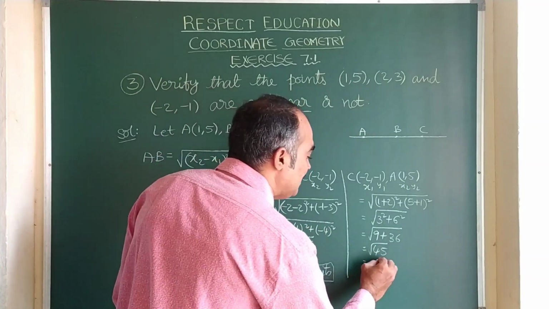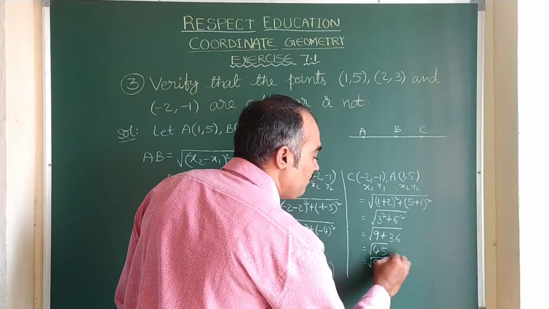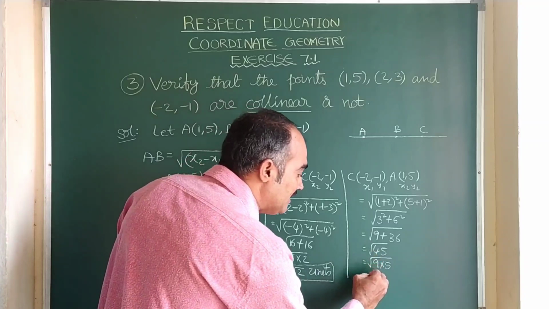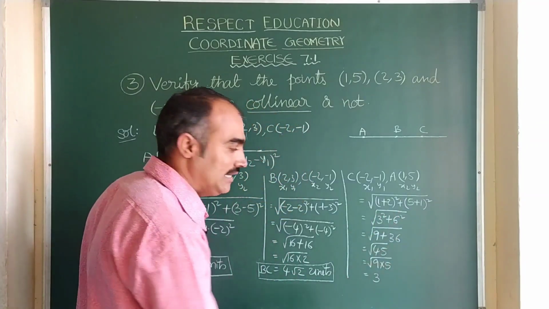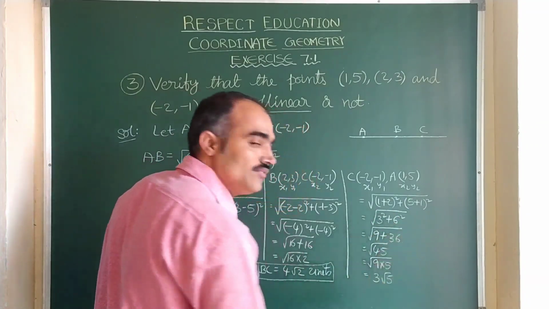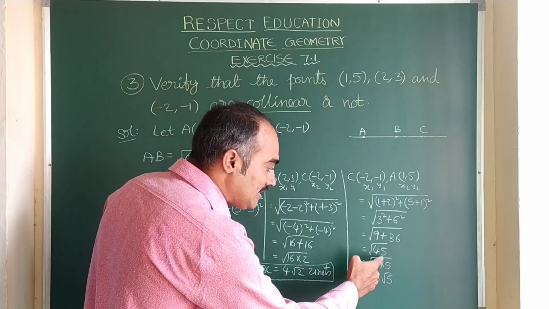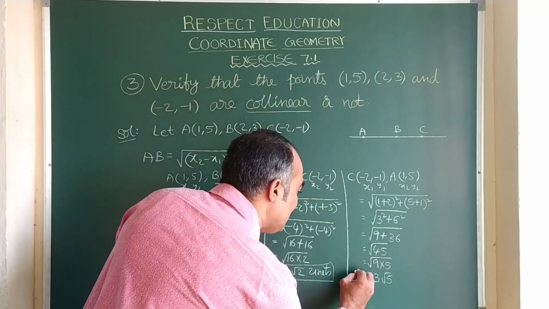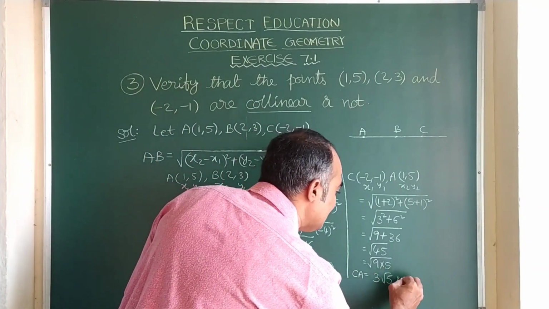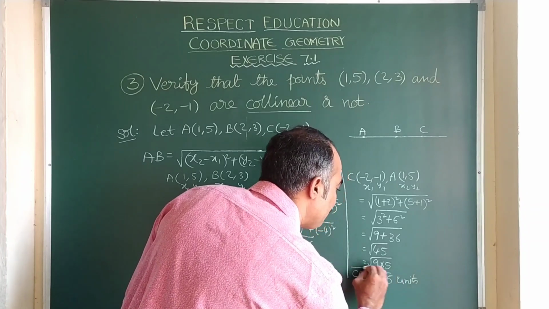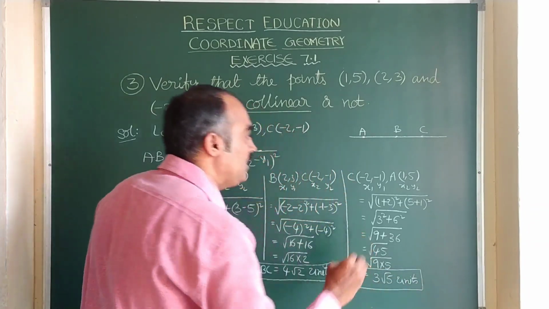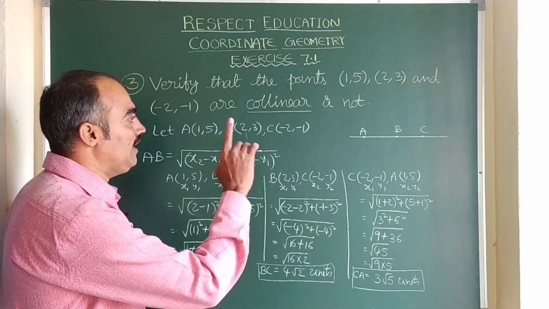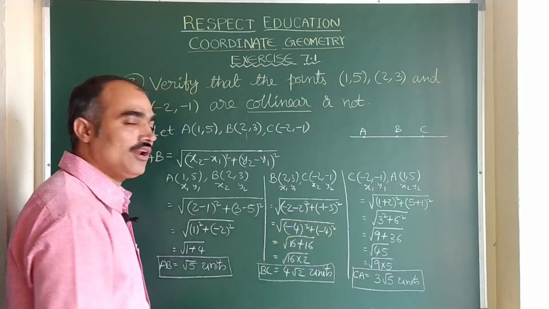45 can be written as 9 into 5. So it can be split as root 9 into root 5. Root 9 is 3. So root 5 as it is. Actually for writing that purpose, I converted 45 as 9 into 5. So this value is nothing but CA. CA is 3 root 5 units. Now let us compare these three values to verify whether they form collinear or not.